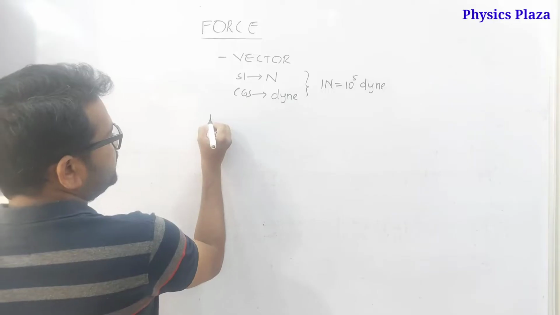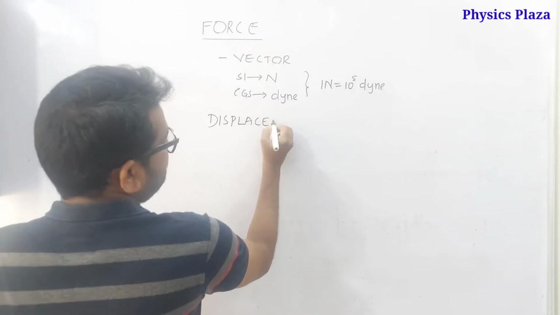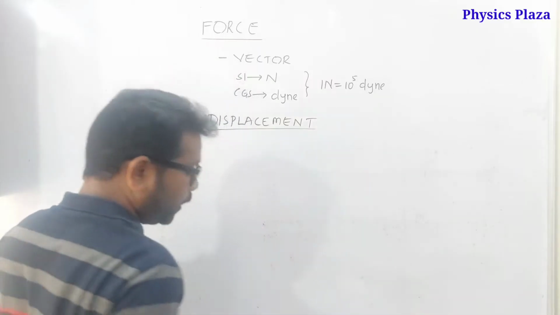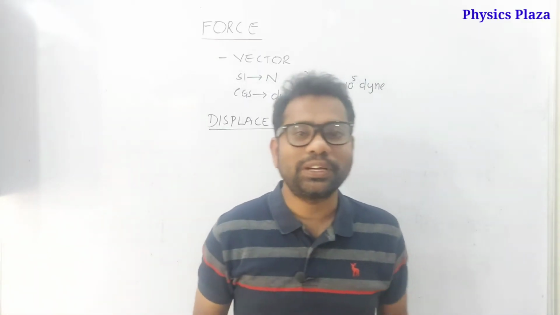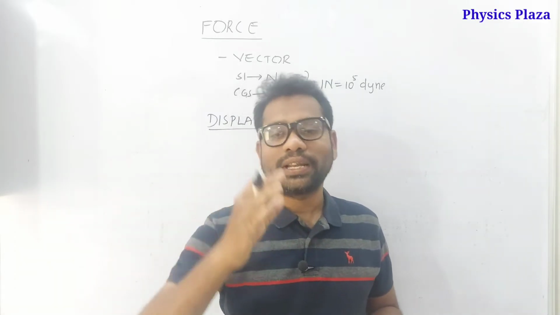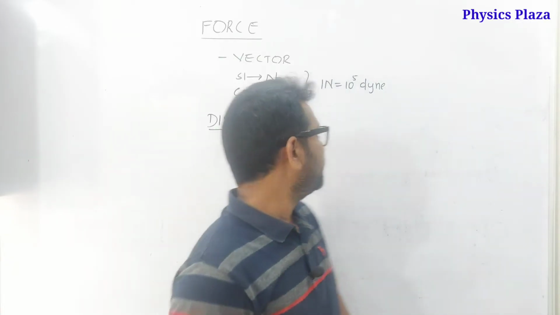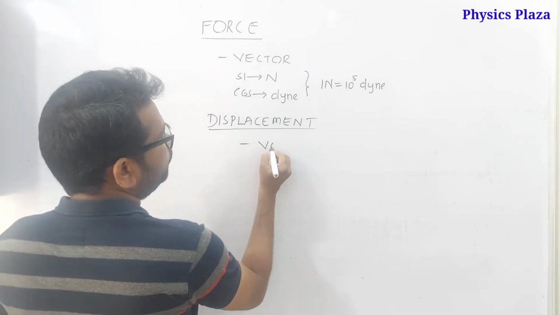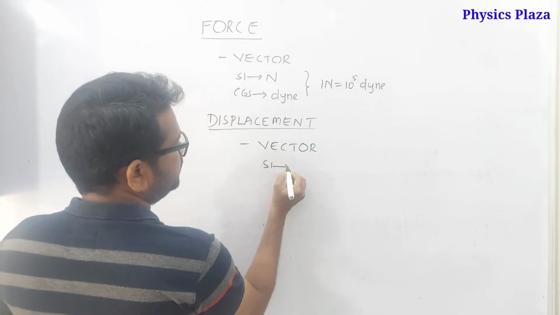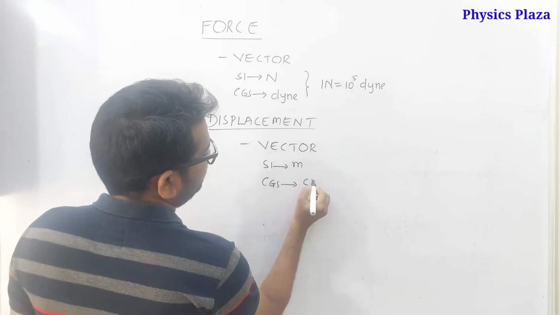Next, children, what is displacement? We had a discussion about displacement in class 9th, in the chapter called motion in one dimension. The shortest length between the initial point and the final point in a particular direction is called displacement. So displacement is also a vector quantity like force. Its SI unit is meter and its CGS unit is centimeter.